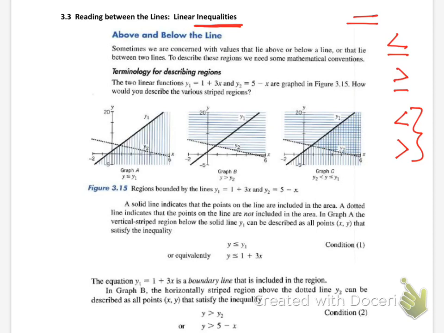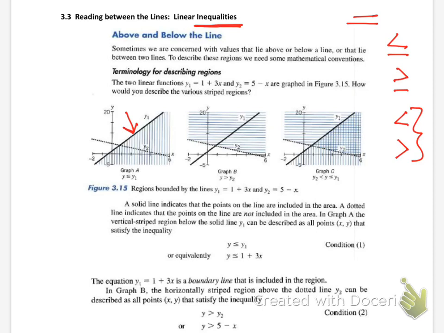Okay, so let's look at the terminology for describing the shaded regions. Notice that in the first graph, graph A, the y values that are appropriate are everywhere less than or equal to y1. And that is why y1 has a dark line, because there is a partial inequality. Okay, so since it can equal the line y1, y1 is included in the answer.